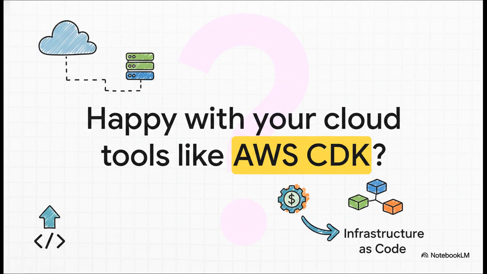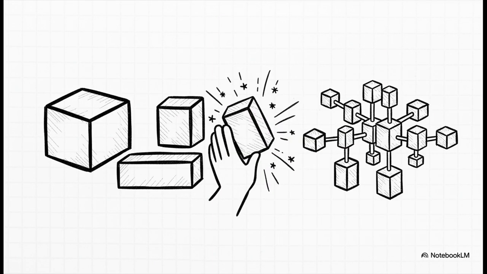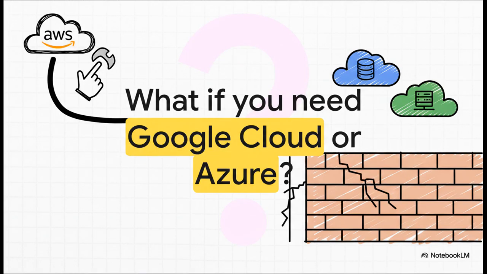And you know what? You're probably pretty happy. I mean, why wouldn't you be? These tools are awesome. They give you these high-level, pre-made components, what the CDK calls L2 and L3 constructs, that let you build out some seriously complex stuff, like an entire serverless backend with just a few lines of code. It feels like you have superpowers.